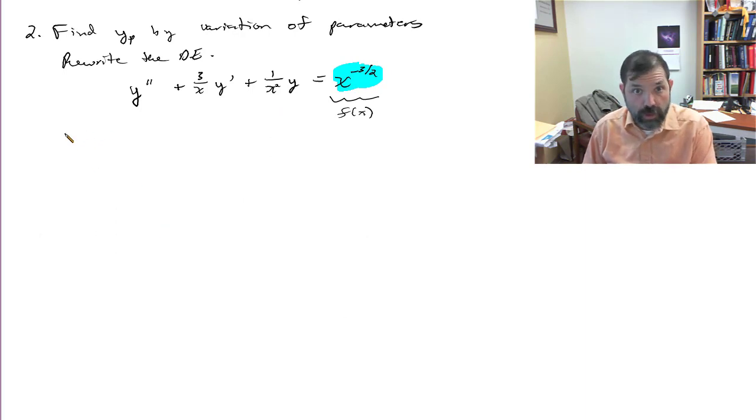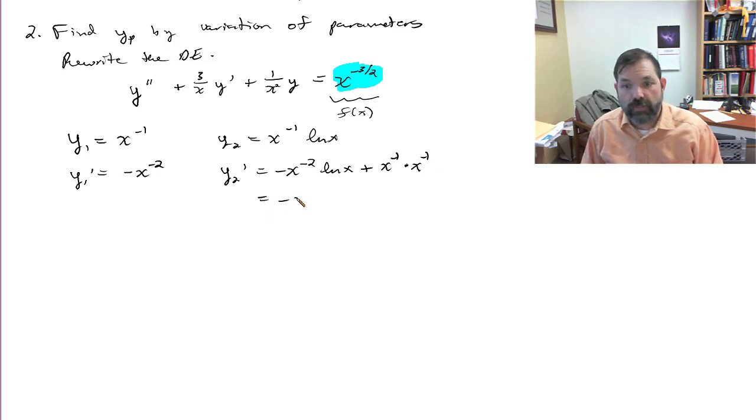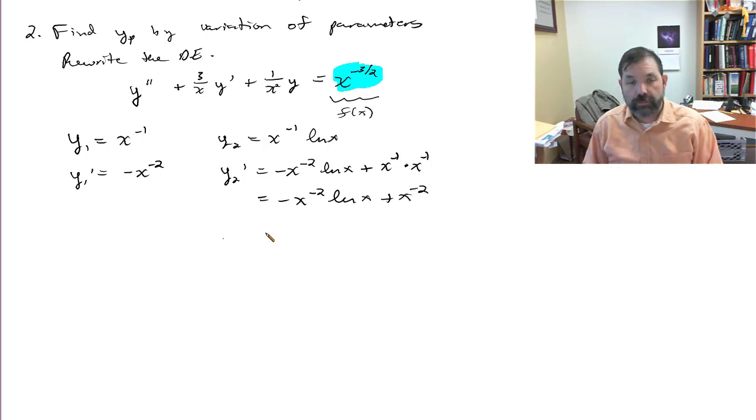All right, so taking y1 as x to the -1st, well then y1 prime is -x to the -2nd. Taking y2 to be x to the -1st times the natural log of x, then y2 prime would be -x to the -2nd natural log x plus x to the -1st times, well, the derivative of natural log x is 1 over x, or again x to the -1st. And so then this is -x to the -2nd natural log x plus x to the -2nd.